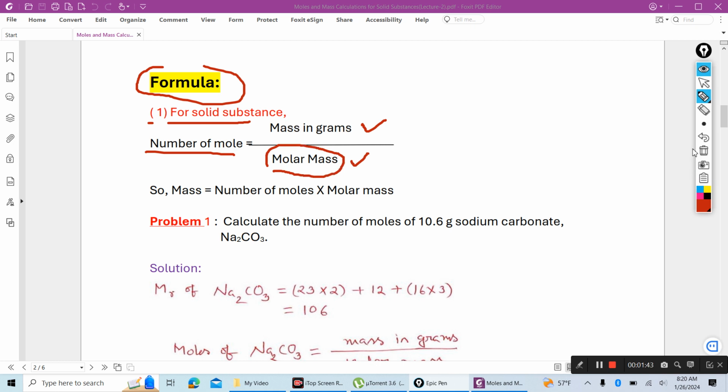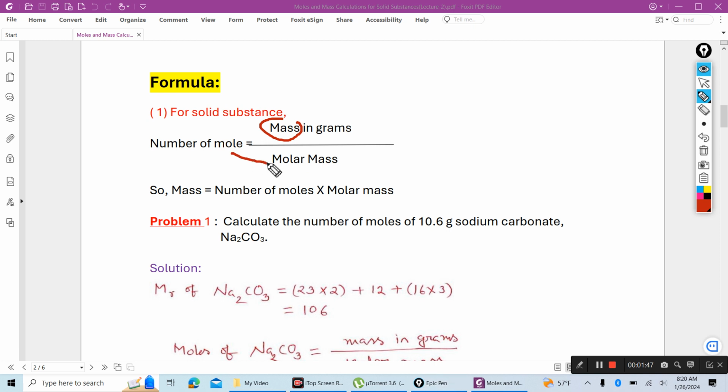So, by cross multiplication, mass will be number of moles times molar mass or molecular mass. Mass equals number of moles times molar mass or molecular mass.